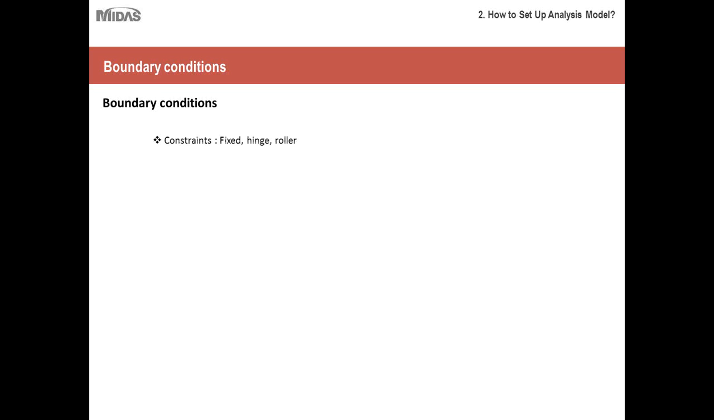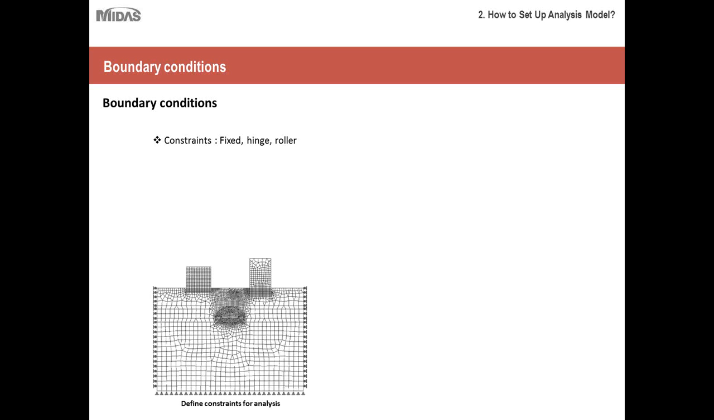So boundary conditions can be applied in different forms. First of all is the constraints, where you can apply the fixed, hinge, or roller type of support. So let's say this is a 2D analysis that we are doing, and we want the soil to move in the vertical direction, so we have applied roller supports on the two edges, and we don't want the soil strata to move or go anywhere at the bottom, so we have applied a fixed support at the end. So you can have these kinds of boundary conditions applied as constraints.